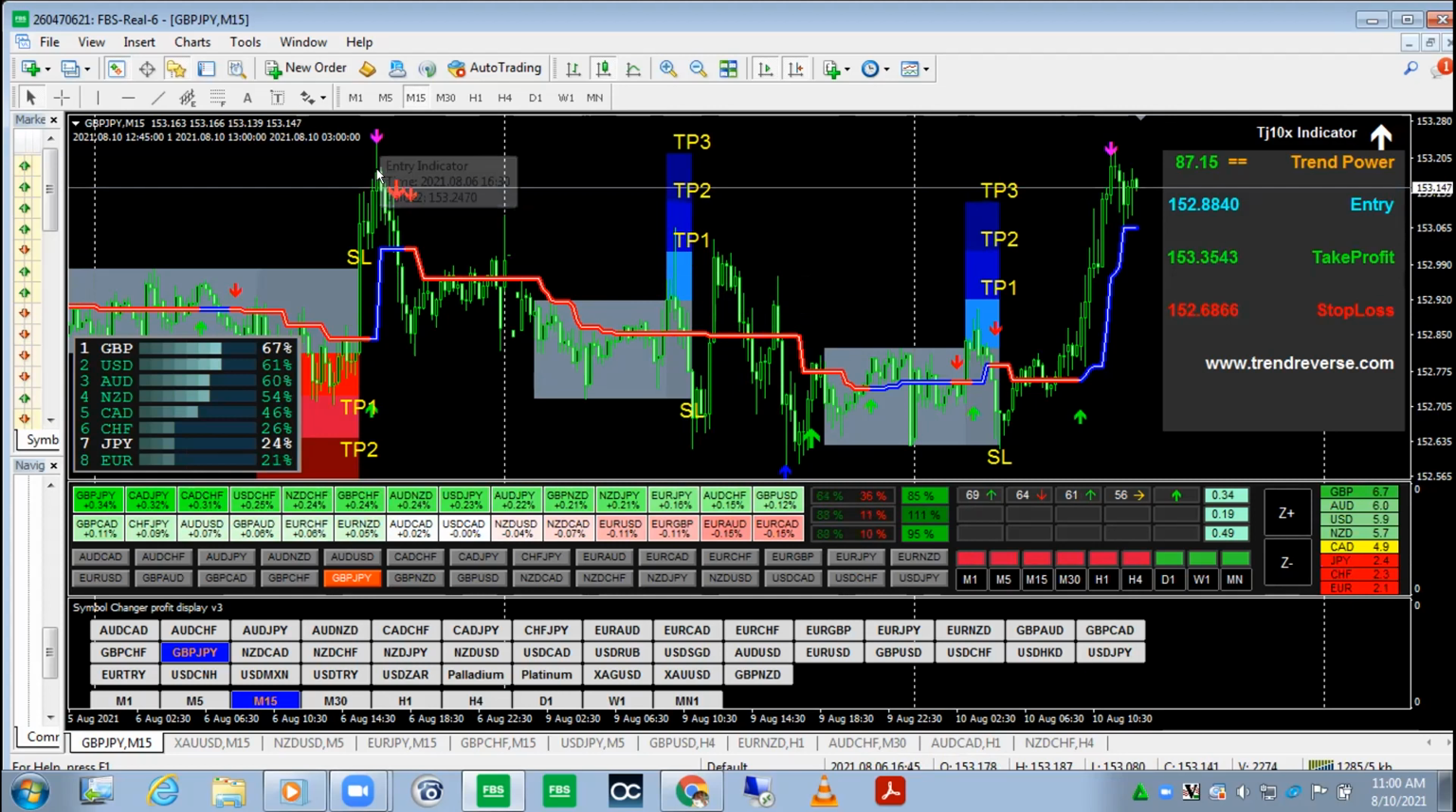This is entry indicator telling me to sell. This is the breakout signal telling me to sell. This is TJ10 telling me to sell. 3 different indicators telling me to sell. What happened afterwards? It started coming down up to the time when we saw another signal here telling us to buy, which is entry indicator. Then breakout told us to buy from here, and TJ10 told us to buy from here.